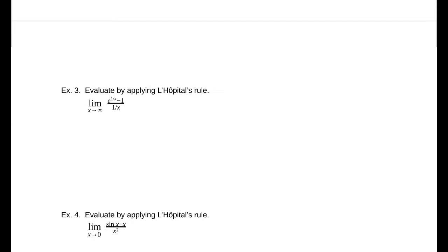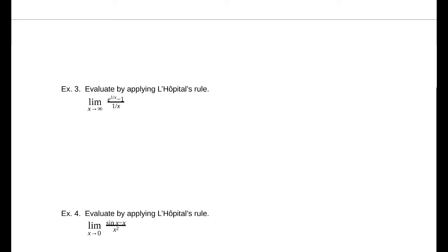All right, example 3, evaluate the limit as x goes to infinity of e to the 1 over x minus 1 over 1 over x. Well, as x approaches infinity, we saw this with our end behavior section. As x approaches infinity, the denominator is actually going to 0. Our numerator, this exponent is going to 0, so that is 1 minus 1, so this is also going to 0.